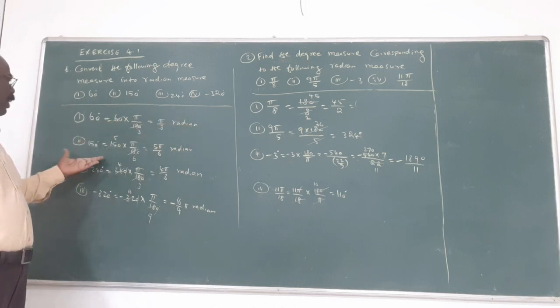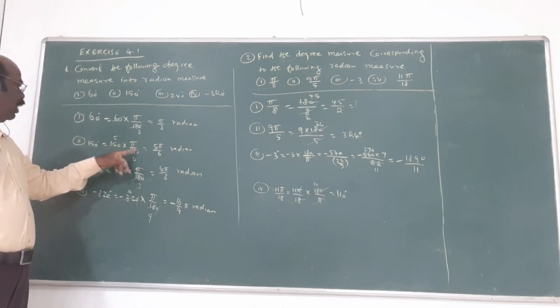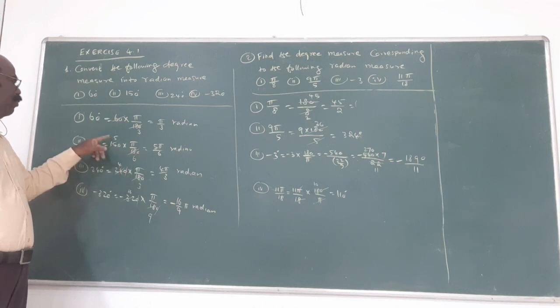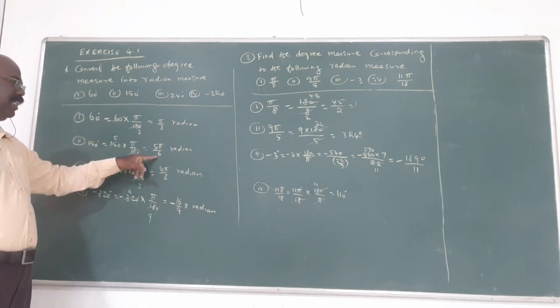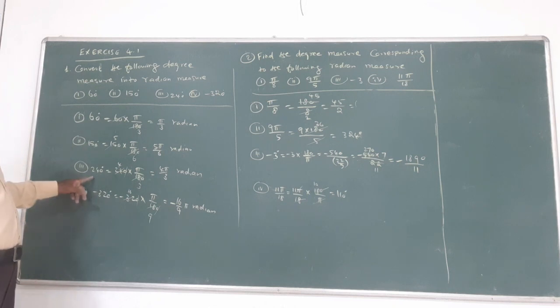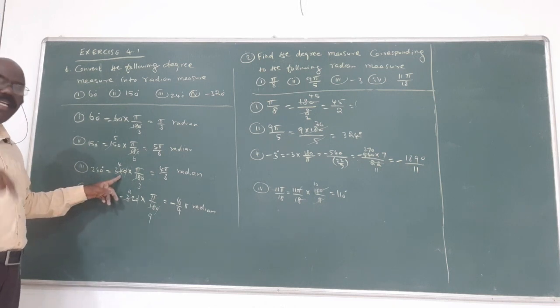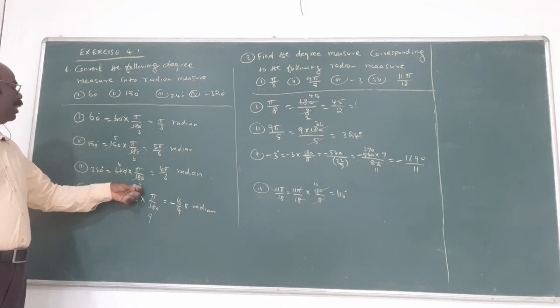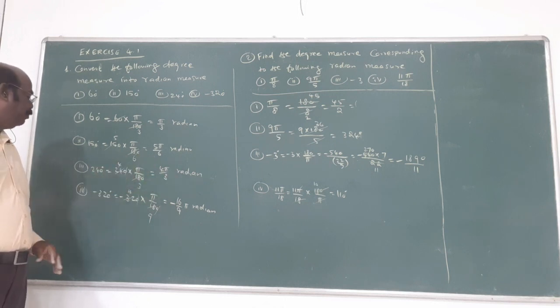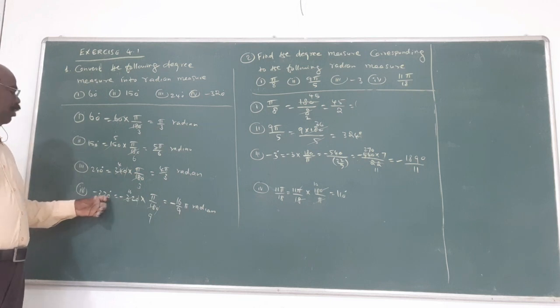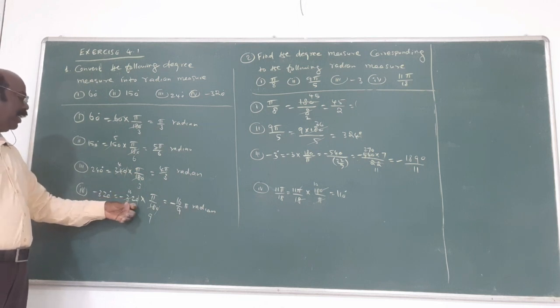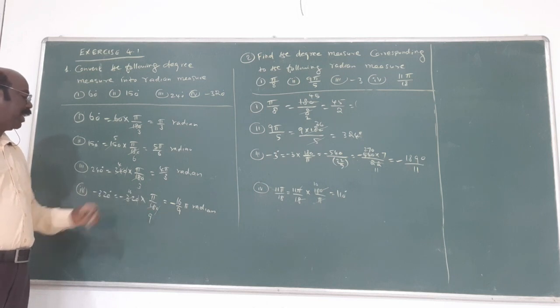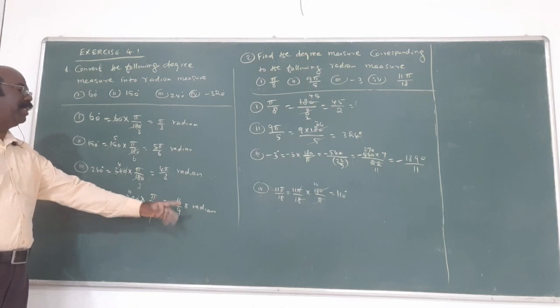Similarly, 150 degree can be written as 150 into pi by 180. The zeros cancel, then 3 times, 6 times, 5 times. Your answer is 5 pi by 6 radian. Again, 240 degree can be written as 240 into pi by 180. The zeros cancel, 6 times, 3 times, 4 times. The answer is 4 pi by 3 radian. Minus 320 degree is the same thing: minus 320 into pi by 180. The zeros cancel, 2 times, 9 times, so the answer is minus 16 pi by 9 radian.